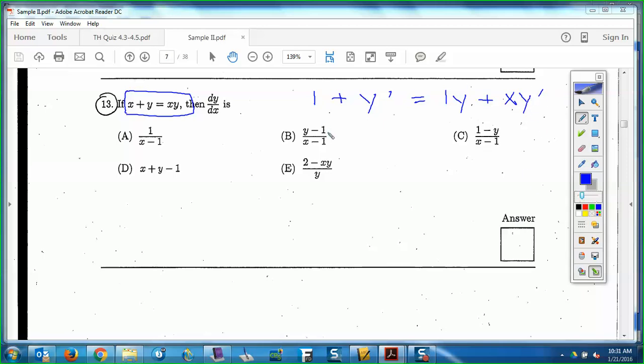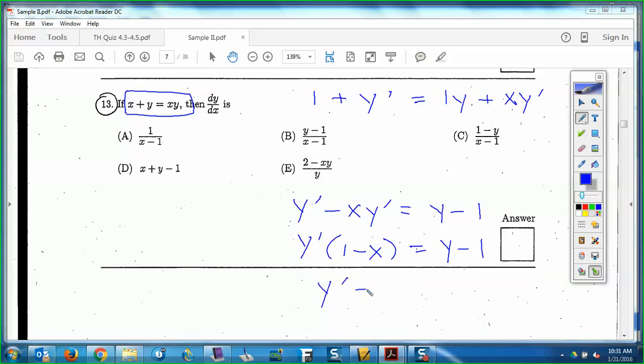Now what's the next step in implicit? Get the y primes on one side. So let's move them to the left. Y prime minus xy prime equals, and then let's move that 1 over there, y minus 1. Take out a y prime. You got 1 minus x equals y minus 1. Divide by 1 minus x. You get y prime equals y minus 1 over 1 minus x.